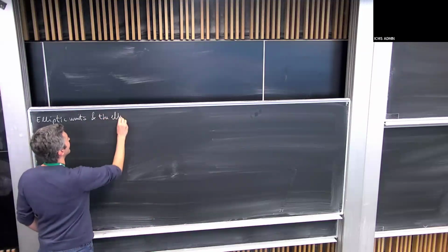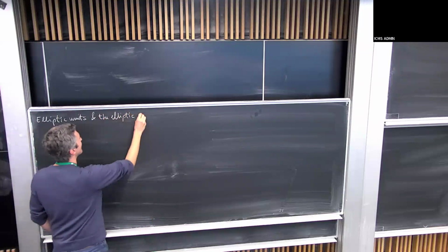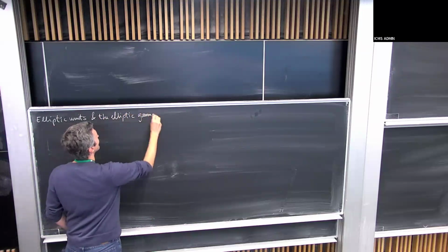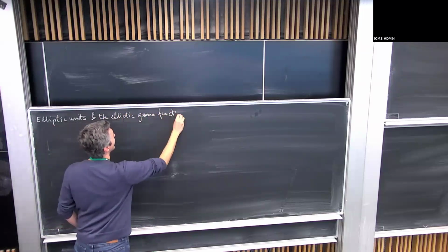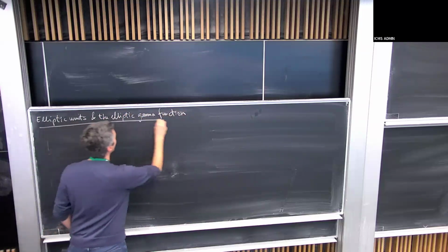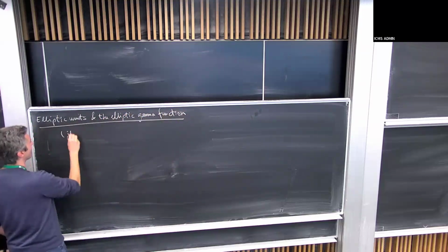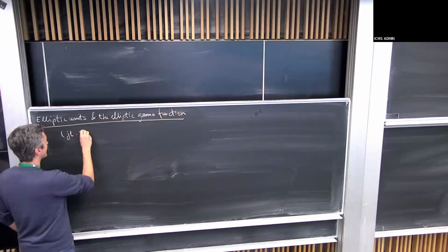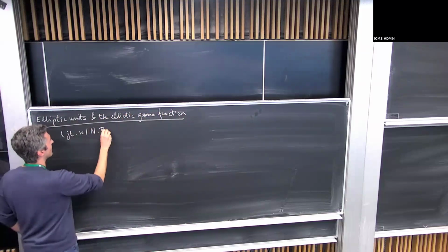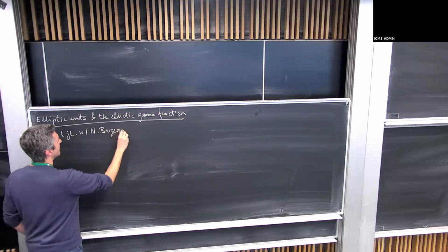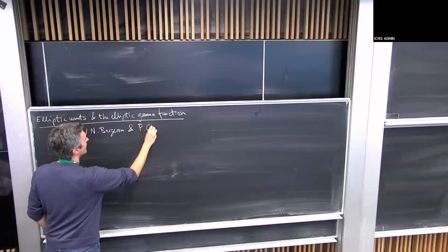The talk is titled Elliptic units and the elliptic gamma function, or something equivalent. This is really the second part of Pierre's talk. Of course, it's joint work with Nicolas and with Pierre.